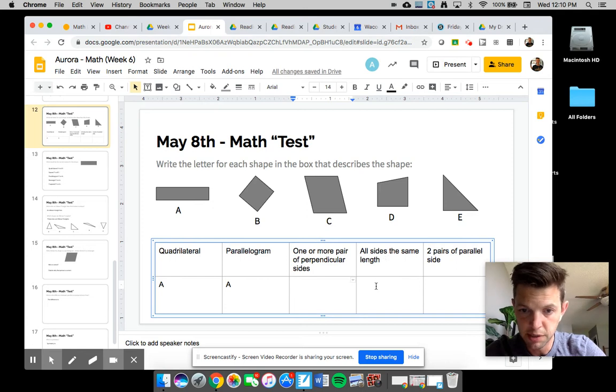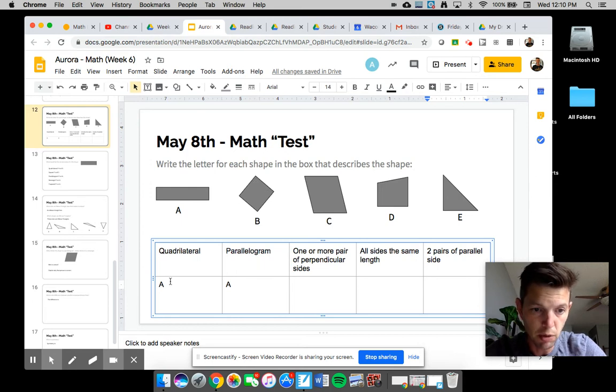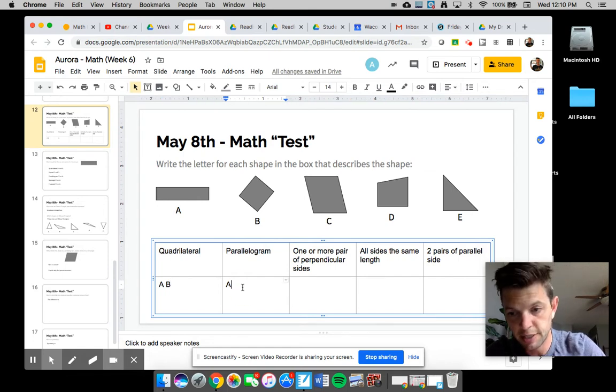Are all sides the same length? If shape A has that, you put A there. Does it have two pairs of parallel sides? If it does, you put A in there. If it doesn't, you leave it blank. Then you go to shape B. Is B a quadrilateral? If it is, just add it in. Is it a parallelogram? If it is, add it in. If it's not, leave it out.